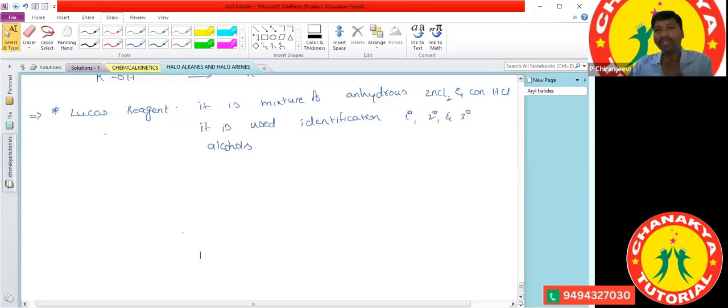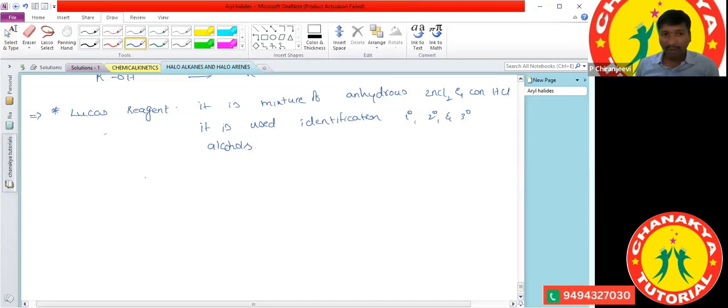What is the Lucas test? Alcohols are colorless liquids. We take three different alcohols in three test tubes, and if you add Lucas reagent to them, let us see. First, the primary alcohol.